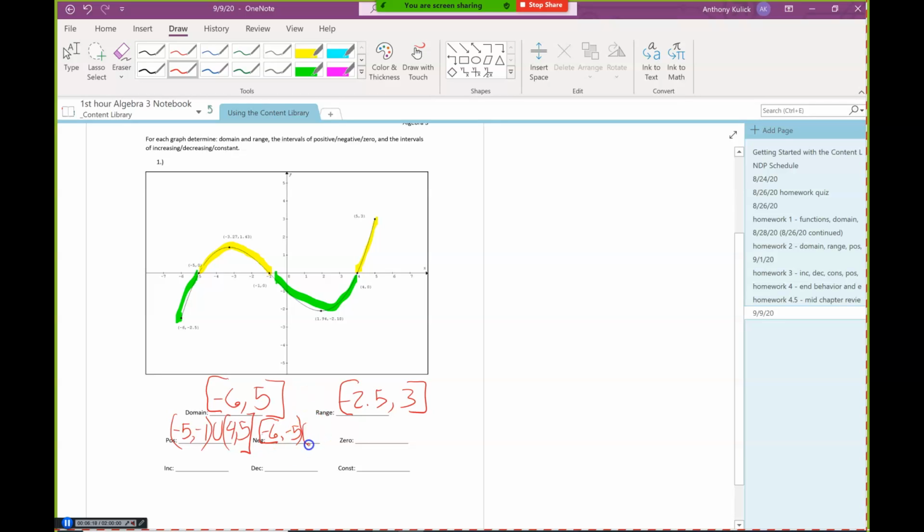And then I'll use that union symbol to connect to my next interval. That next interval begins at the point -1, 0 and ends at the point 4, 0. And each of those 2 points are on the x-axis, so they both get parentheses.